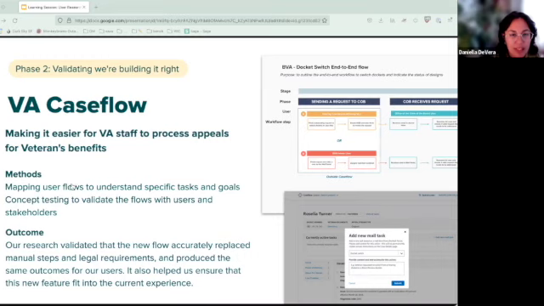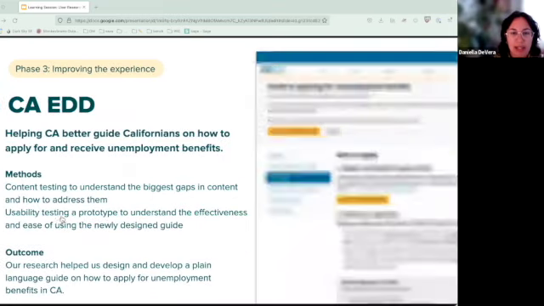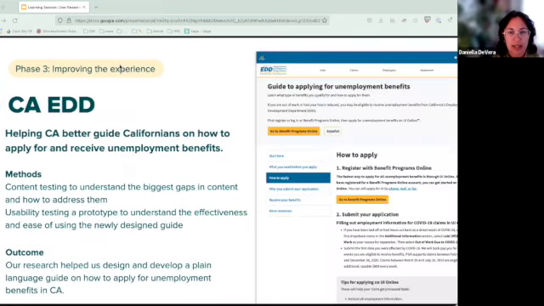So now I'm going to move us into the next phase. We've validated that we're building it right. And phase 3 is about improving the experience. This is that last phase in the product development cycle that we were talking about. At this point, you typically have something live or in production that you're looking to iterate on in order to improve that overall experience for your users.